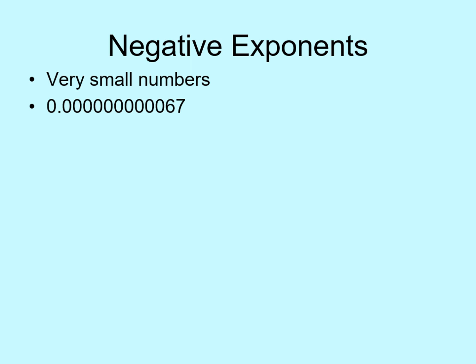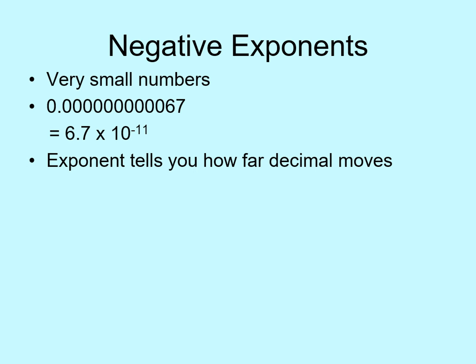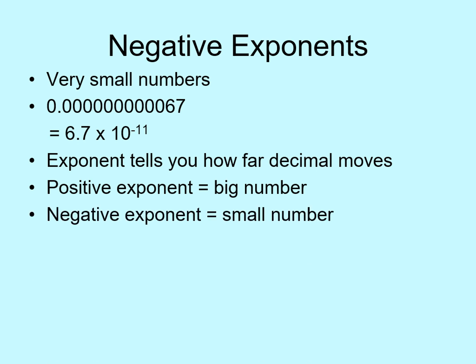We still want to write the number with one digit to the left of the decimal, so it should start with 6.7. That means we need to move the decimal 11 places. So we write this number 6.7 times 10 to the minus 11. This is the general rule with exponents. The exponent tells you how far the decimal had to move. If the exponent is positive, it's a big number. If the exponent is negative, it's a small number. The more negative, the smaller the number.